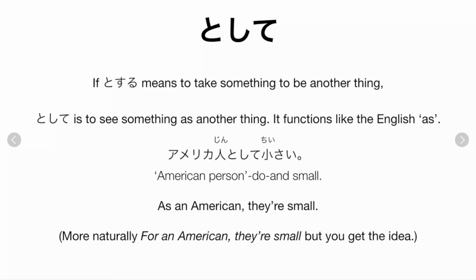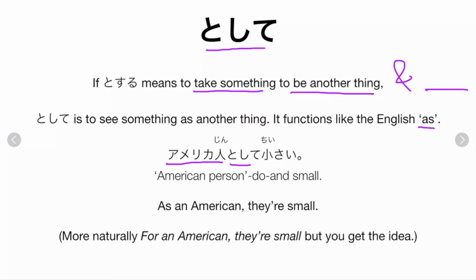So to suru basically is take something to be another thing. You can think of it that way in English. Then toshite becomes the te form of that, the connective. So let's take something to be this other thing, and then. And this basically, it works like the English word as. Okay?